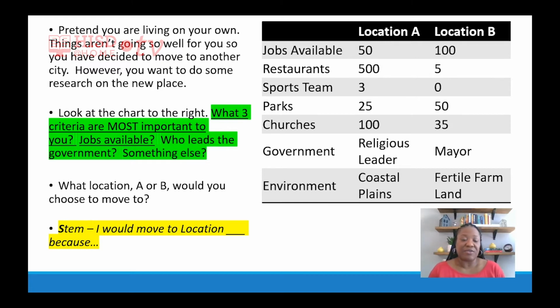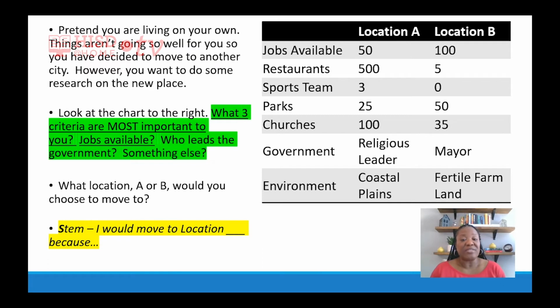And then I see that location A also has 3 sports teams. So maybe combined with the restaurants, 3 sports teams, and it looks like there's 25 parks and 100 churches, maybe location A might satisfy you if you're looking for more social outlets. What about location B? Location B has 100 jobs available. That's pretty impressive. But they only have 5 restaurants. Not too many places to go out to eat, right? But no sports teams, but they have 50 parks.